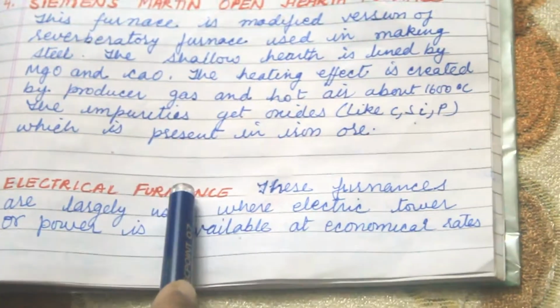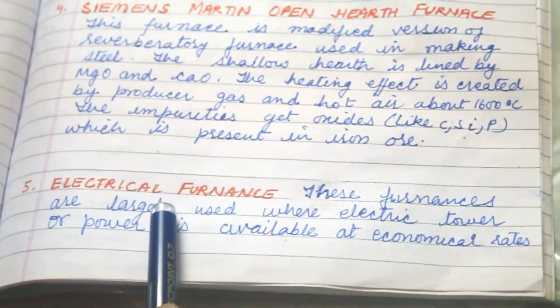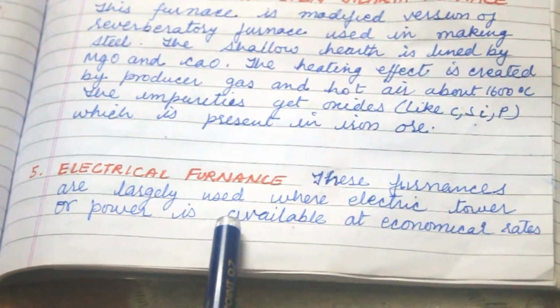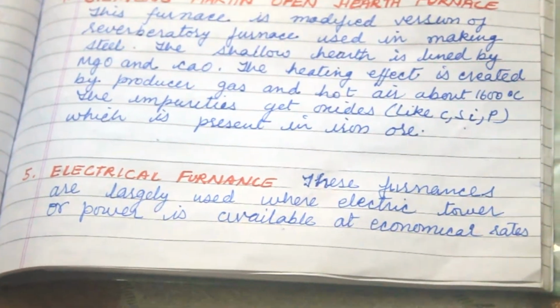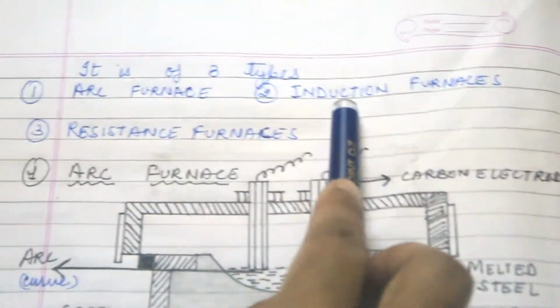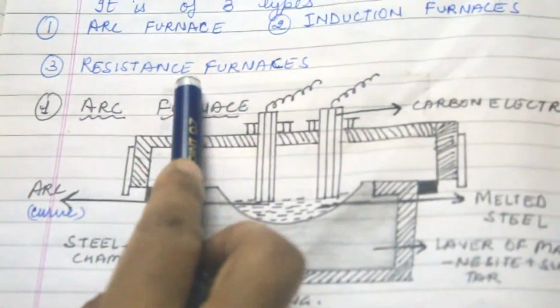Now come to the electrical furnace. These furnaces are largely used where electric power is available at economical rates. It is of three types. First is the arc furnace, second is the induction furnace, third is the resistance furnace.